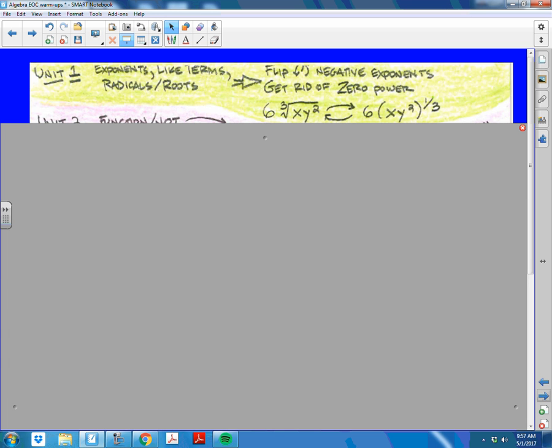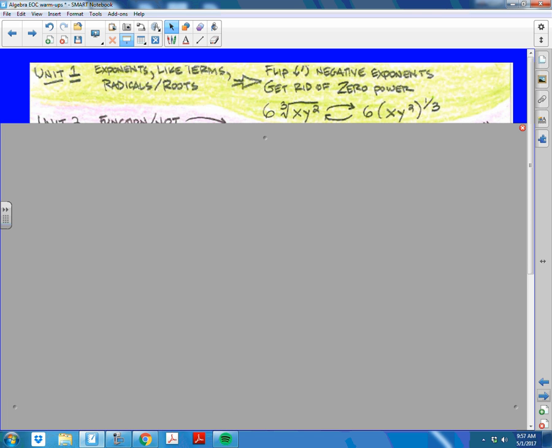Some things to keep in mind. Flip negative exponents. The minute you see a variable that's raised to a negative exponent, remember I want that flipped. If you see something to a 0 power, get rid of it. Everything else is about like terms, and is it addition? Is it multiplication? What is it?